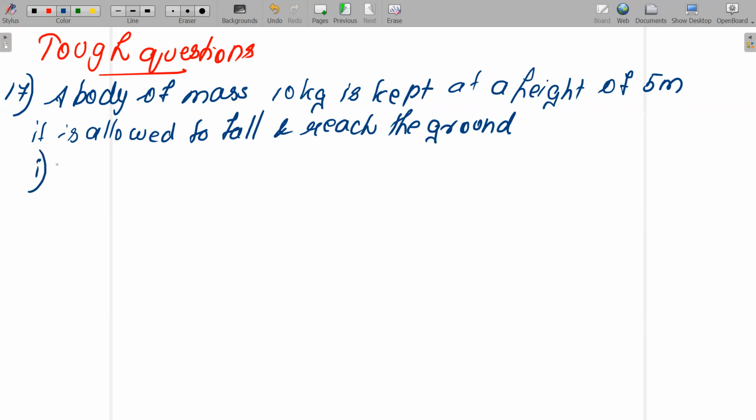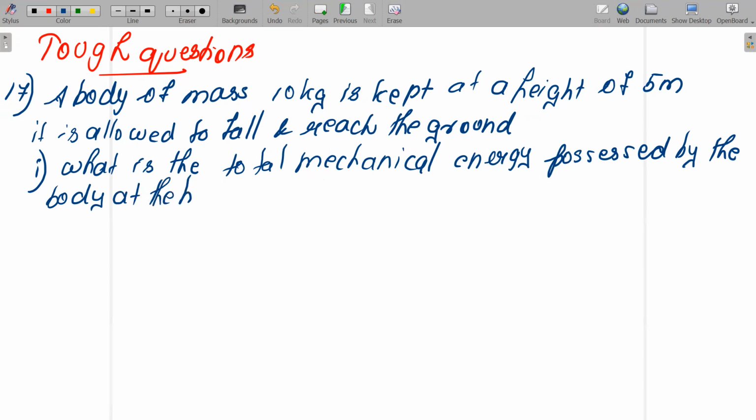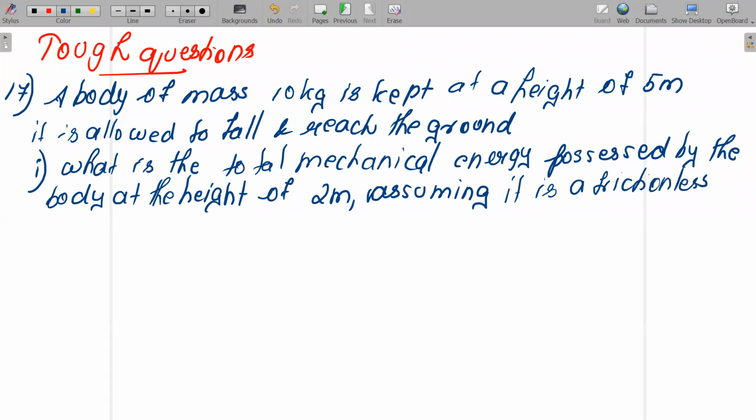First question. What is the total mechanical energy possessed by the body at the height of 2 meters, assuming it is a frictionless medium? What is the answer, children? Please try to solve.